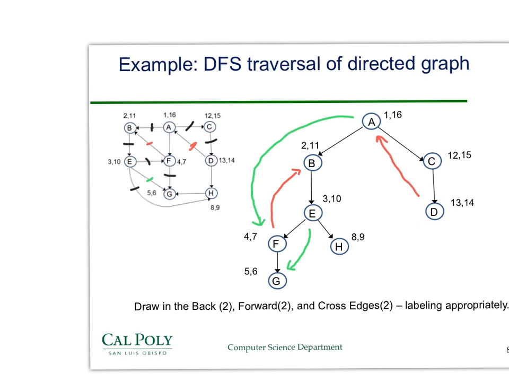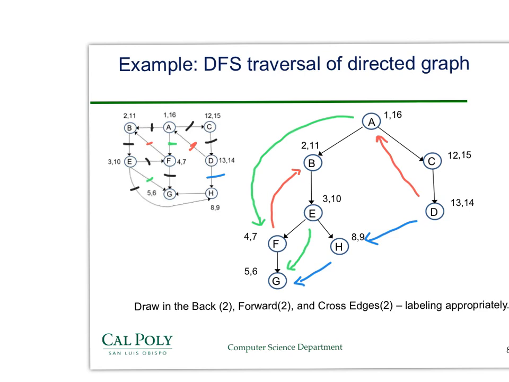And now we still have a couple edges left to worry about. Let's see, that was A to F. So that's that one. And now let's see what other edges there are. There's one from D to H. It's going to be called a cross edge because it doesn't go either forward or backward. And then finally H to G. That's also a cross edge.